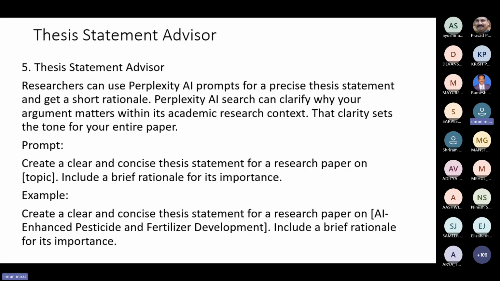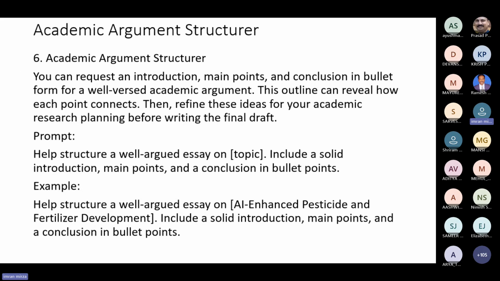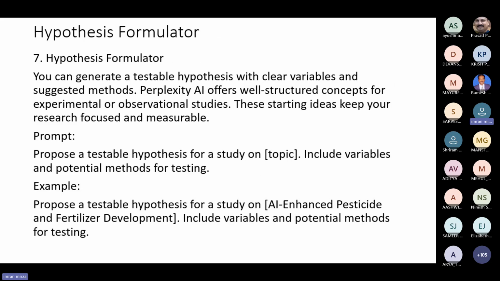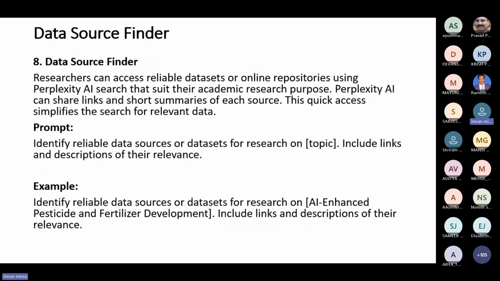Definitely, writing a clear grammatical thesis can be done, including a brief rationale and all. Though it is not a completely automated process, it is an excellent resource which helps structure a well argued thesis, including a solid introduction and a conclusion. And at the same time, if you want to formulate the hypothesis, you can make some hypothesis using AI, which can be testable, which can be proposed, and which has got variables that AI can suggest to you based on the paper.